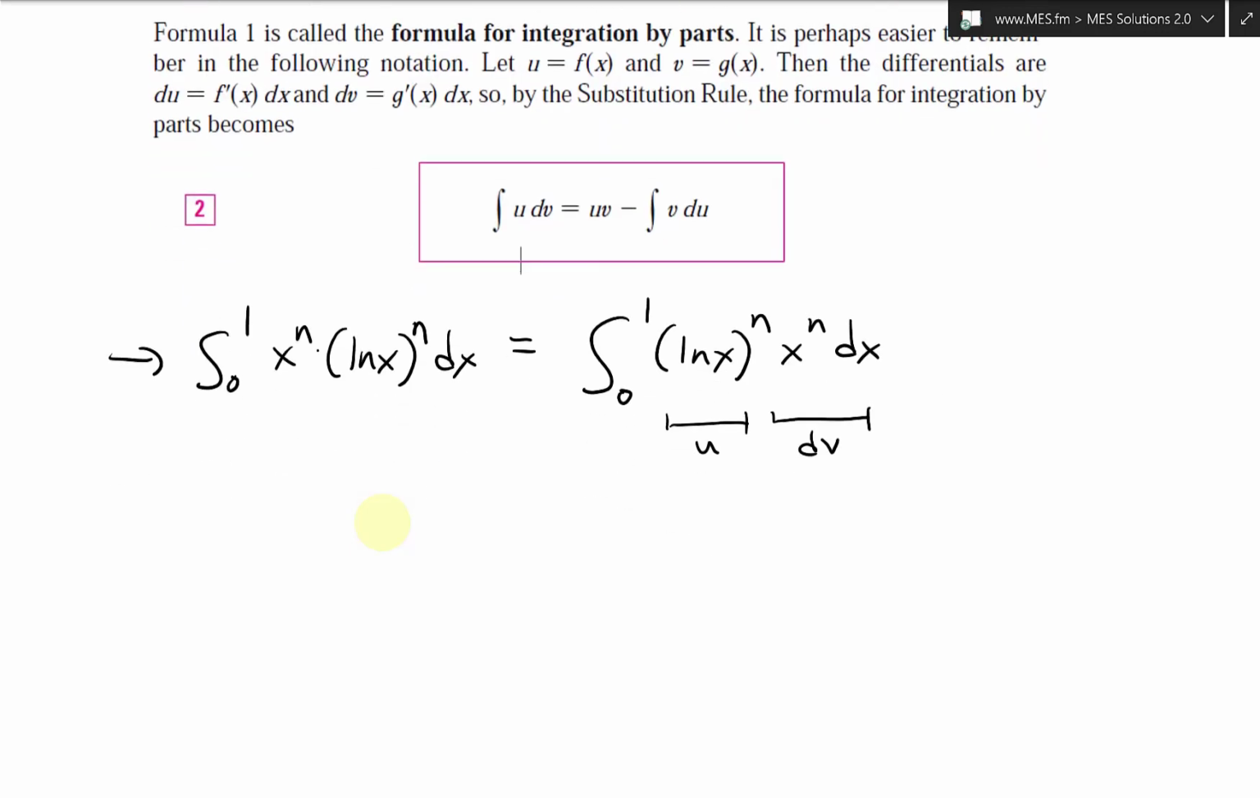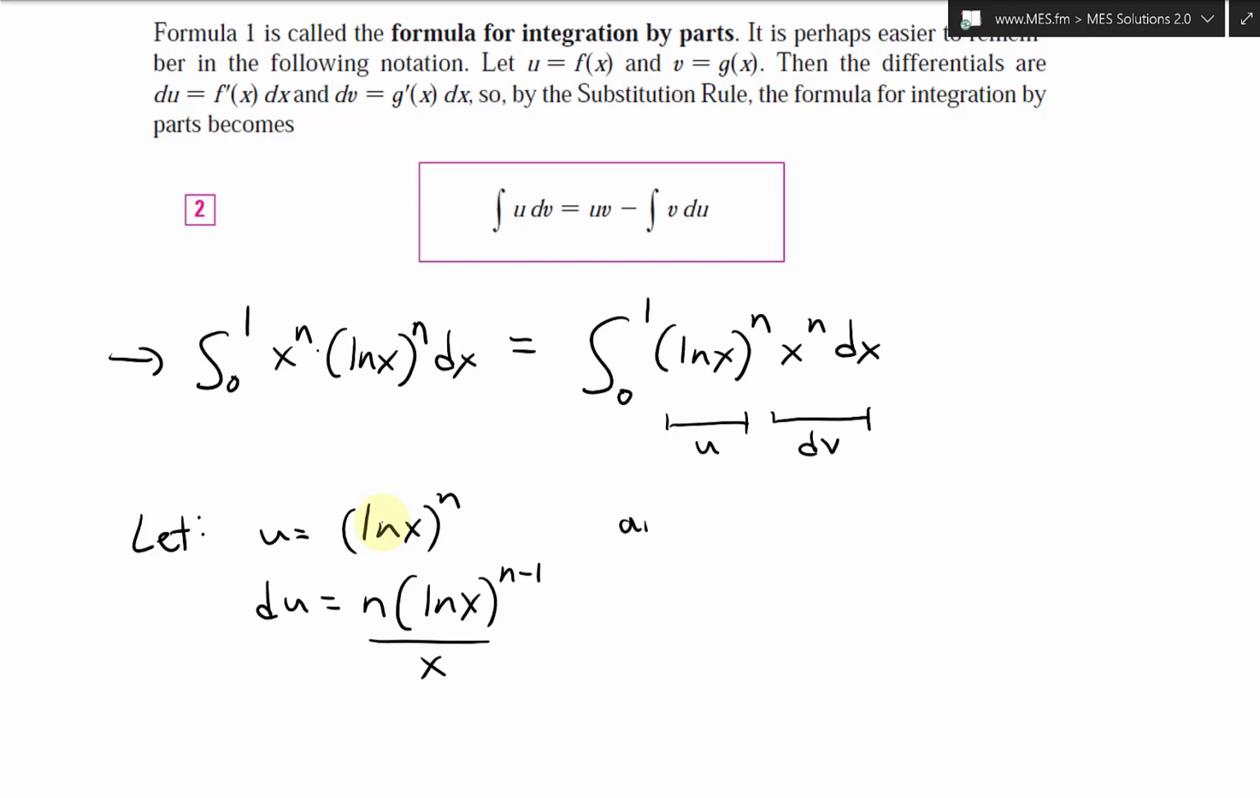So what we'll do is let u equal (ln x) to the power of n. Then this means that du is equal to n times (ln x) to the n minus 1, and then times, by the chain rule, the derivative of ln x, which is just 1 over x. So we'll just divide this whole thing by x, like that.